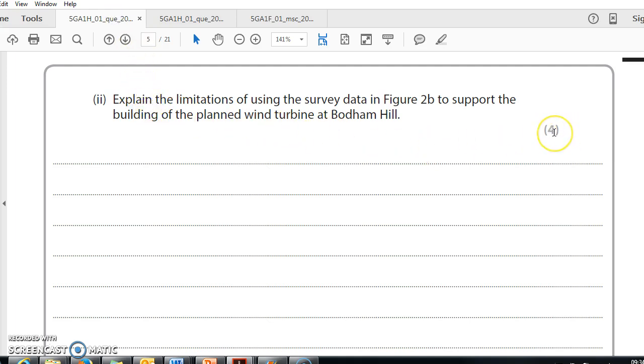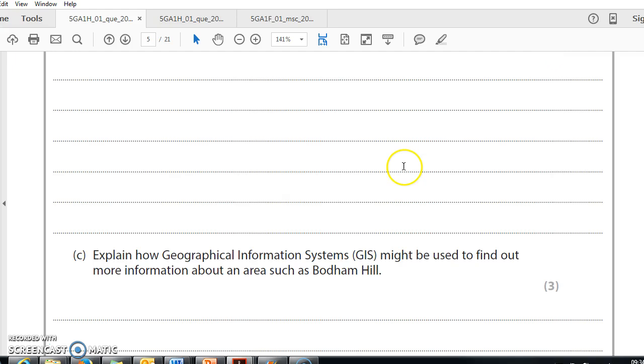There are 4 marks available. We are probably going to go for 2 and 2. Yeah. So explaining a limitation, then some extension.